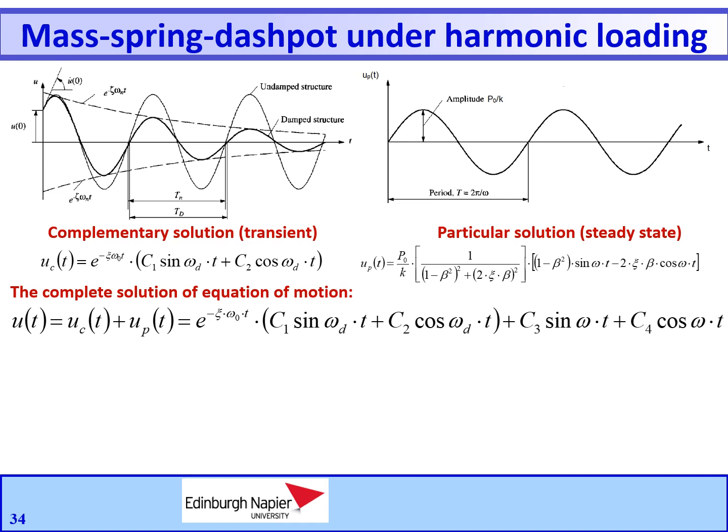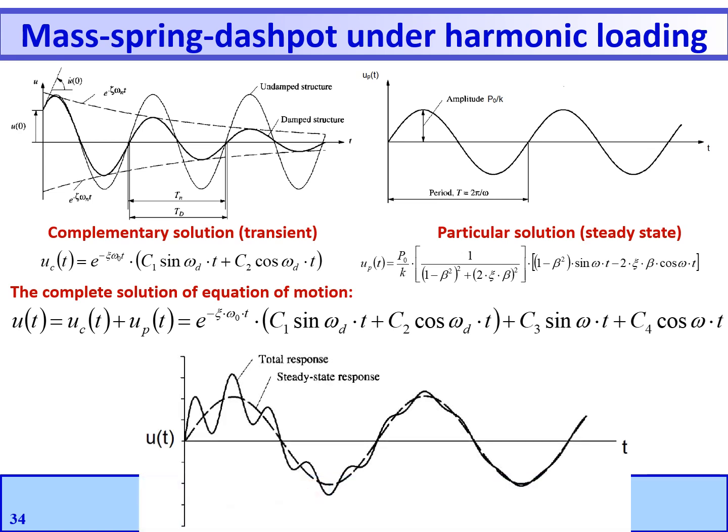We can see the full solution plotted in this graph, where the total response is shown by the solid line and the forced response is shown by the dashed line. The difference between the two is the free response, which decays exponentially with time at a rate depending on the ratio omega over omega 0 and the damping ratio. Eventually, the free response becomes negligible. That's why we call it transient response.